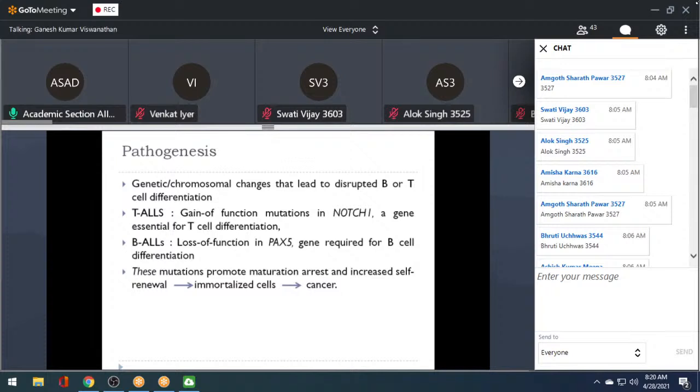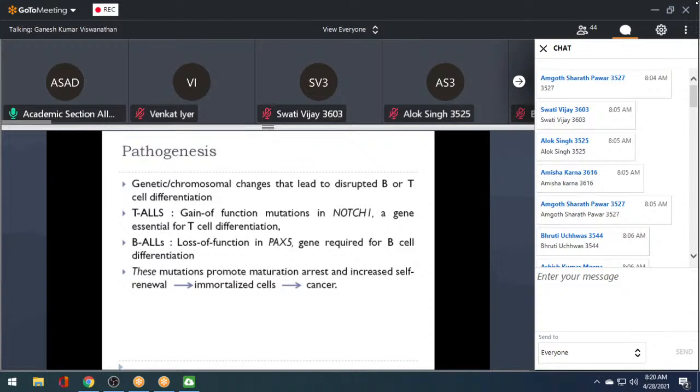So the term genetic change or molecular change is used when the change is small, which cannot be seen under cytogenetic examination. You need some other type of directed testing. So when small genes are involved, then it is called a molecular or a genetic change. So both of these changes can lead to disrupted maturation of the cell, and that can lead to cancer. So the common type of mutation seen in T-ALL is mutation in a gene called Notch1. Normally this gene is involved in differentiation of T lymphocytes.